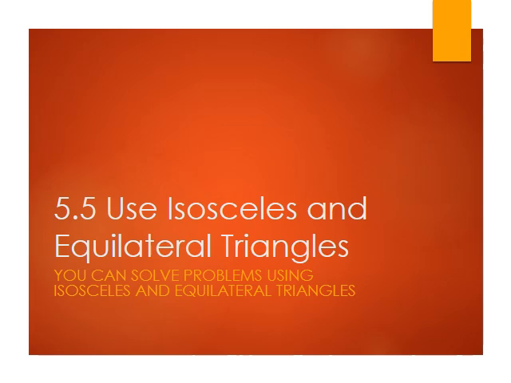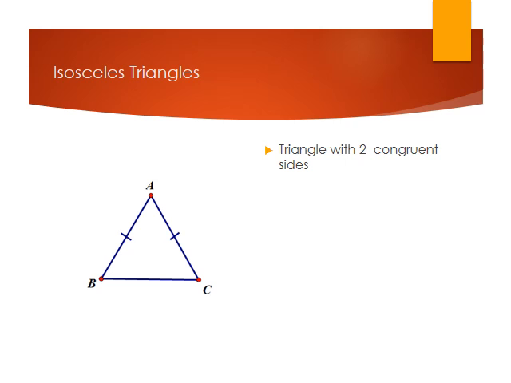All right, so today we're going to talk about isosceles and equilateral triangles and some of the theorems that are important to them. So an isosceles triangle is a triangle with two congruent sides. Okay, so we've got AB congruent to AC here.